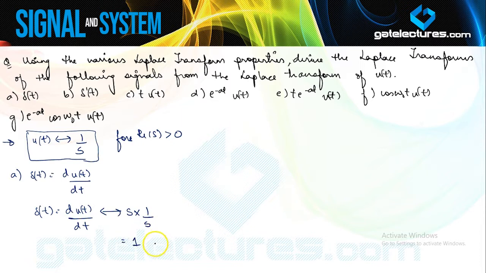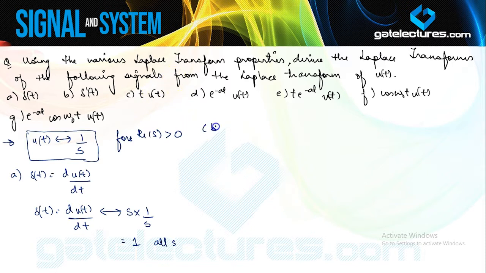And what happens to the ROC? The ROC is going to be all s, since there is no pole, no zero, right? See, pole-zero cancellation occurred. Previously, we had a pole at s equal to zero, and according to the signal, we said that the ROC is real part of s greater than zero. Now here, pole-zero cancellation occurred, so the ROC is going to be the complete s plane, right?